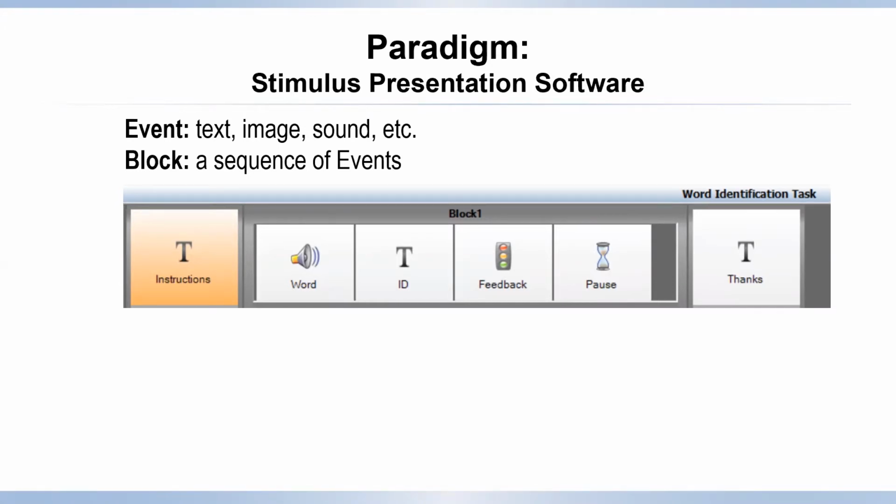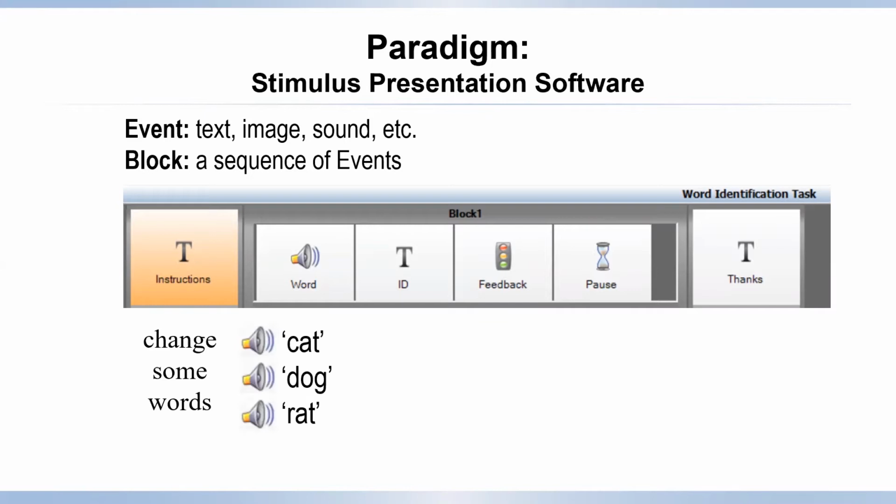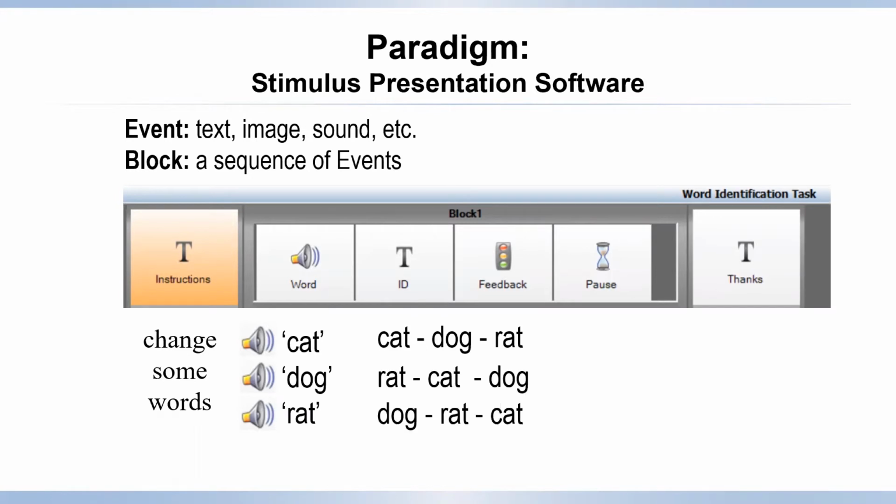Suppose we want to make some changes to the experiment. In the instructions, we want to change some words. For the sounds, we want the 3 sounds to be cat, dog, and rat. For the first sound, cat, we want the 3 options to be cat, dog, rat in this order. And for the second and the third sounds, we want the 3 words to appear in different orders. Suppose we do not want to give feedback, and we want the pause to be 1 second long.